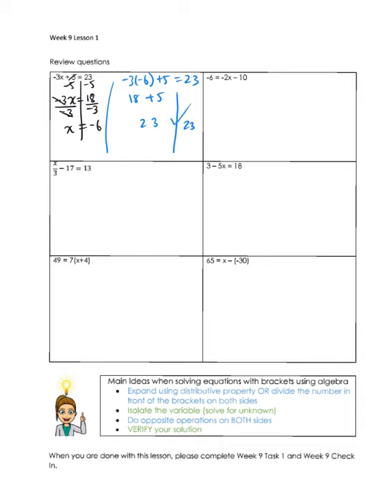Okay, I'm going to do this one. Doesn't matter if the variable is on the right side. Okay, you just do the same process. I need to isolate for this x right here.